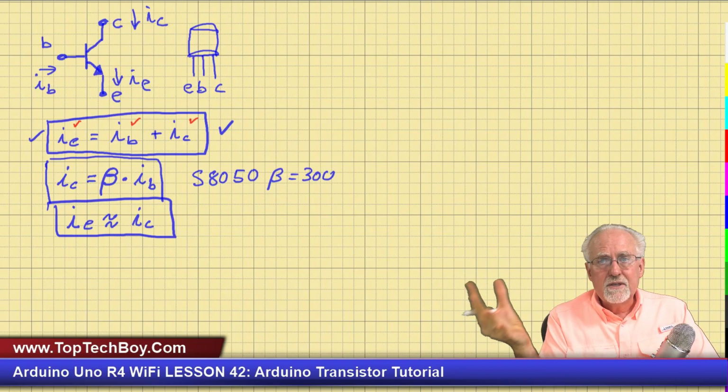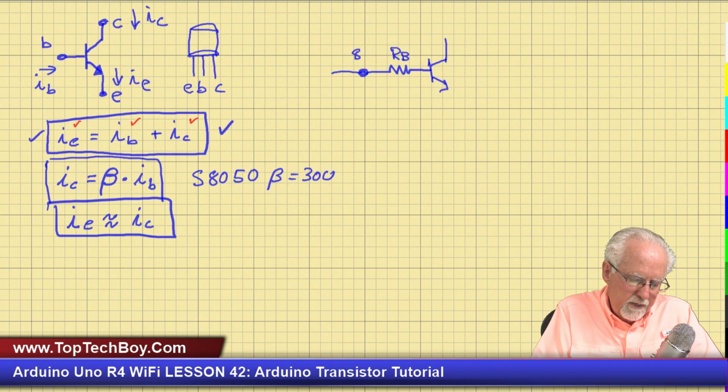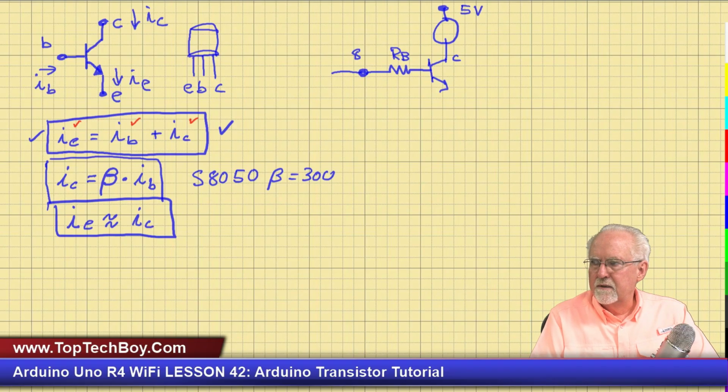Okay, so now let's think about how we would incorporate this into the circuit. Pin 8 on the Arduino provides a very, very small current. We're going to run that through a resistor, which is going to be our base resistor, RB. It's going to come into the base of the transistor, and then up here in the collector, I'm going to put my buzzer, and the buzzer is going to be connected to 5 volts.